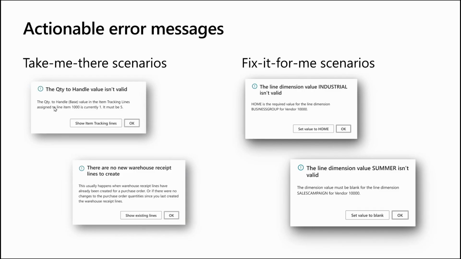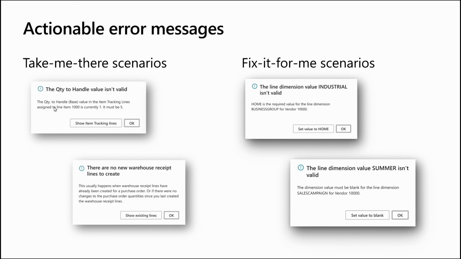One could argue, why just navigate the user? Why the action doesn't offer a fix for the user? For example, in cases on the left side, it's because we can't determine with certainty which serial numbers should be assigned, or in case of lot numbers, how to distribute quantity to a specific lot.